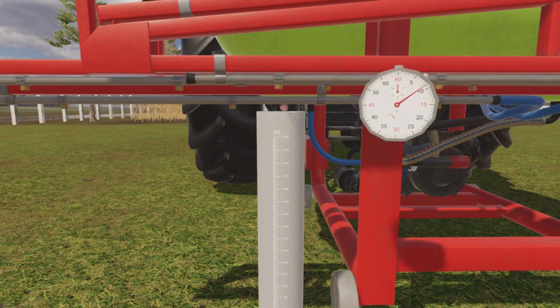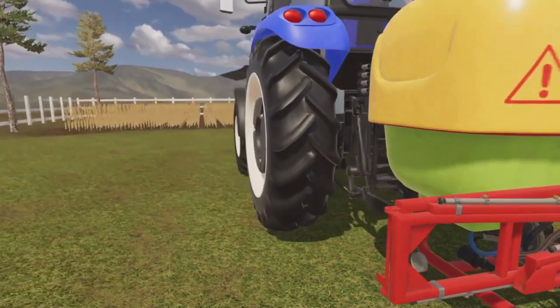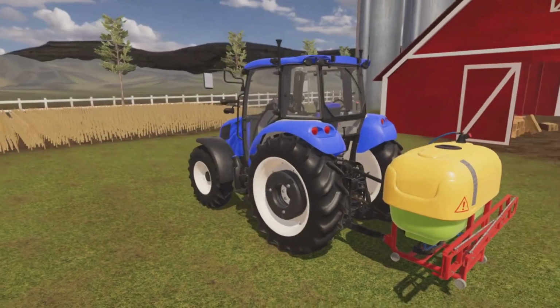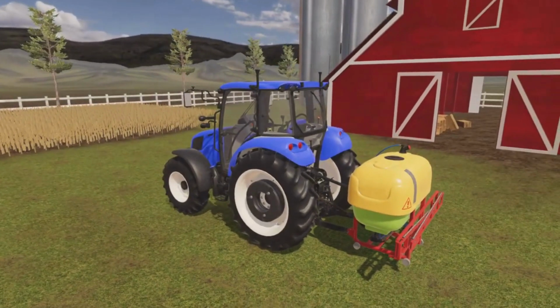Speed adjustment. The tractor's forward speed directly affects the amount of liquid applied per hectare. Correct speed ensures that the right amount of chemical is applied to the right area.